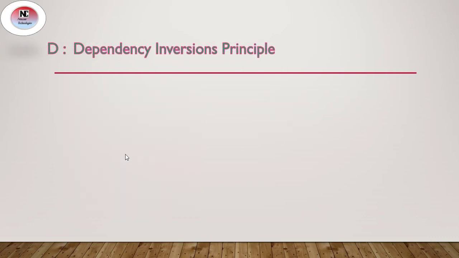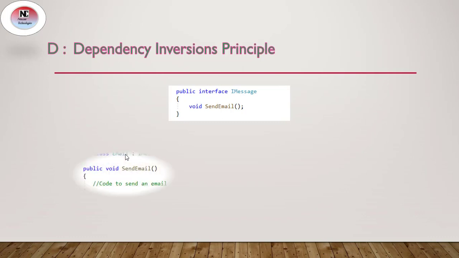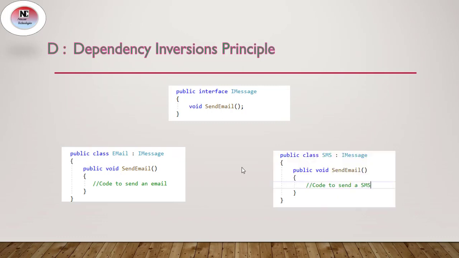The solution is, instead of creating a class, create an interface. I'm going to create one IMessage interface which has a send method. Email is a class over here which inherits IMessage, so it can send the mail now. Same way, if I want to send SMS, IMessage will be inherited by SMS, so it can also send a message.